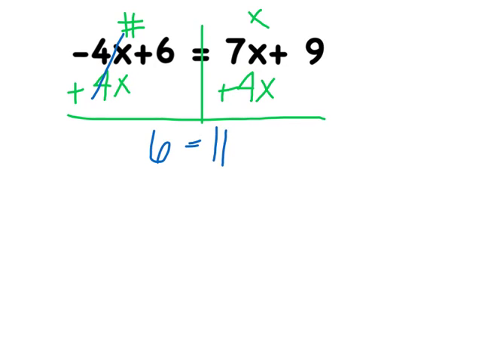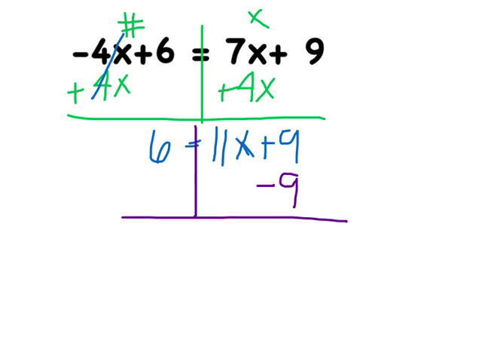We can combine those because they're like terms. We get 11x plus 9. Now that right side is our x side, so we want to get rid of anything that's not an x. So we're going to subtract 9. We get 11x equals 6 minus 9. Those signs are different, so we subtract and keep the sign of the larger number.